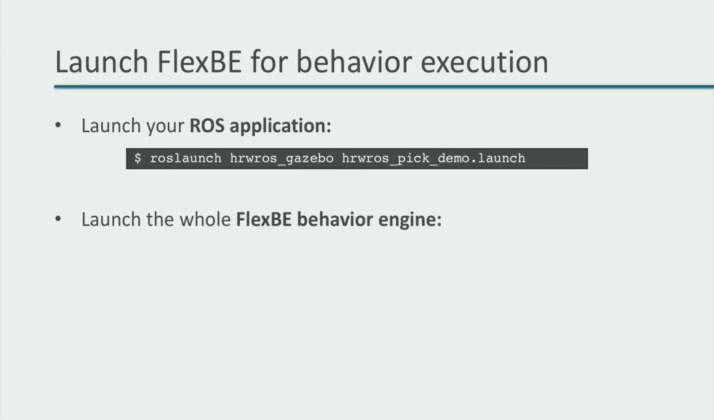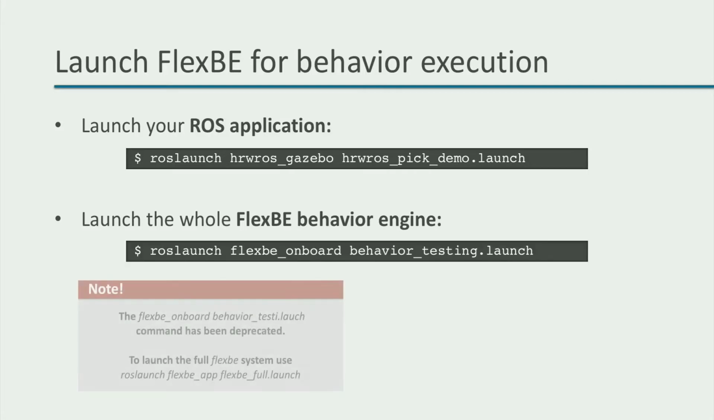And second, we need to launch the complete FlexB behavior engine so that we can execute our behavior. So first, we close the FlexB app if we have it open, and then we can launch the FlexB behavior engine in another terminal. For this, we can use the behavior testing launch file in the FlexB onboard package. So let's do this and execute our behavior.